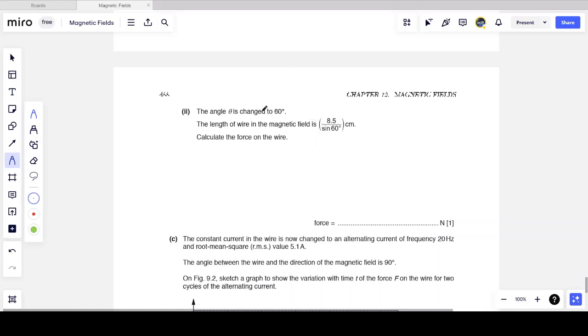Calculate the force on the wire. Well, this is strange. I already know the equation for the force. Why are they asking me this again? F is B times I.